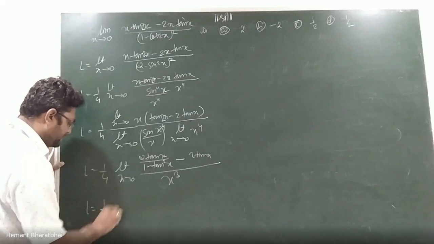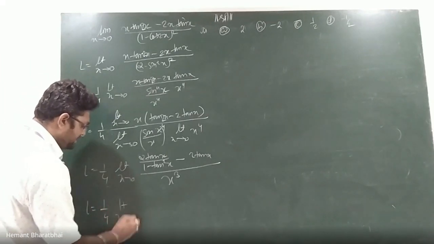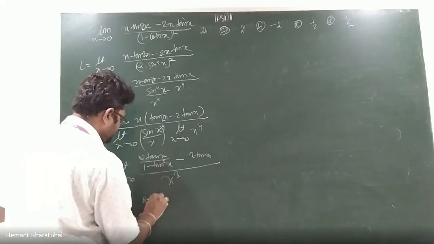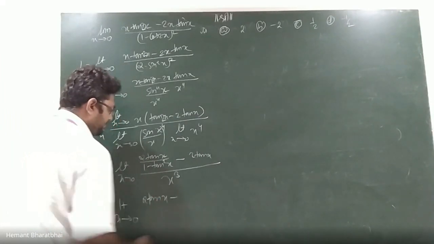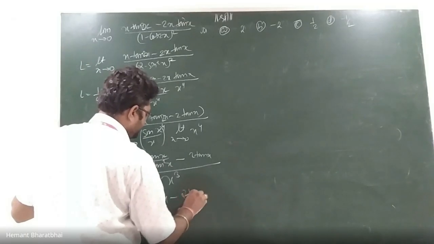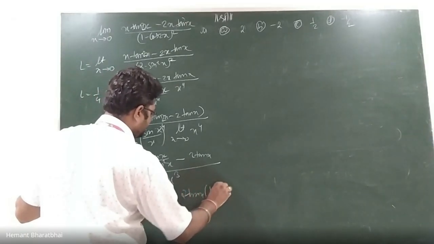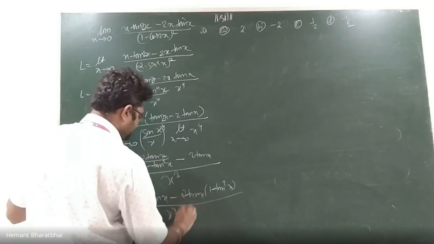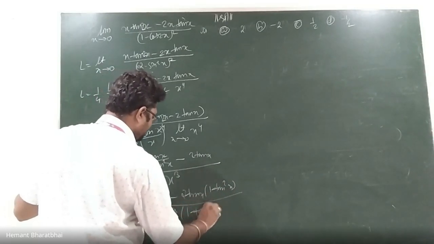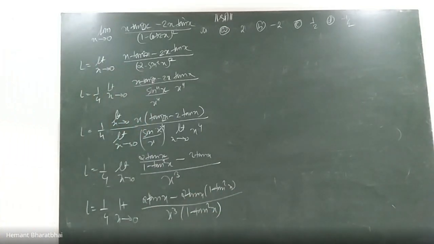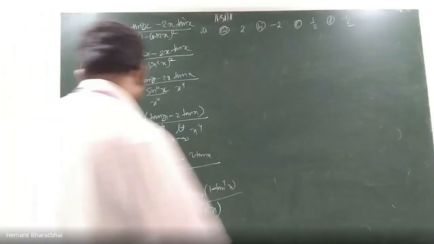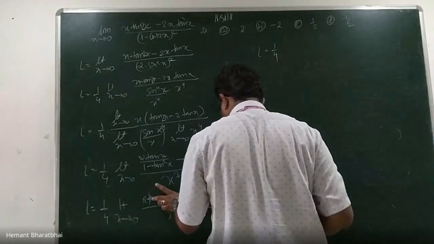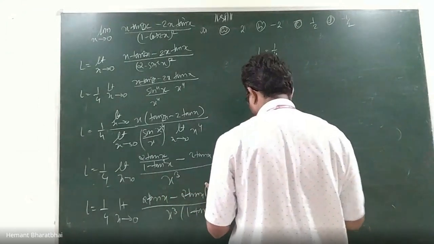So L is equal to 1 by 4, limit of x tends to 0. When I equalize the denominator, this will become 2 tan x minus 2 tan x into 1 minus tan square x, the whole upon x cube into 1 minus tan square x. So now this 2 tan x and this 2 tan x will get cancelled. So I get L is equal to 1 by 4. These two terms will get cancelled and this minus minus will become plus.